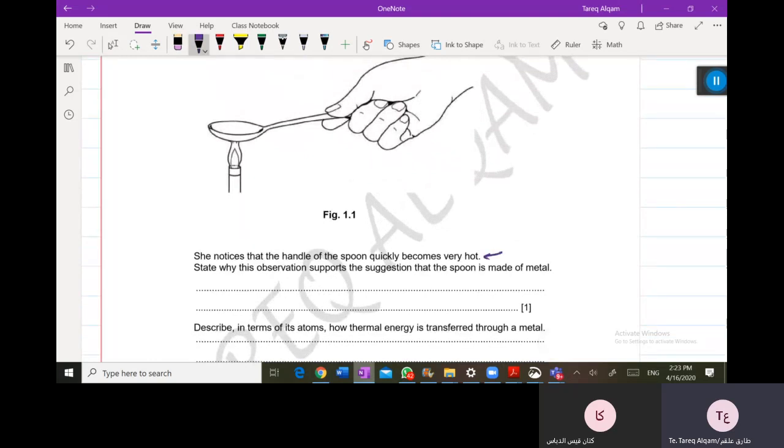State why this observation supports the suggestion that the spoon is made of metal. Because metal, guys, is a good thermal conductor. A good thermal what? Conductor.